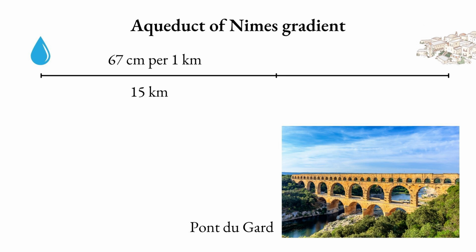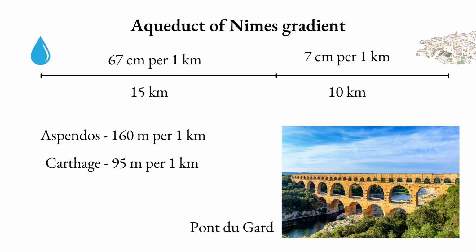Now, some numbers on gradients. The aqueduct of Nîmes, where the Pont du Gard is, has a slope of 67 cm per kilometer for the first 15 kilometers. The next 10 kilometers have a slope of only 7 cm per kilometer. This is impressive accuracy, even by modern standards, especially since the terrain here is quite complex and there are 4 more bridges in the system.